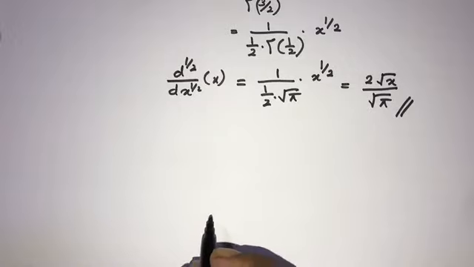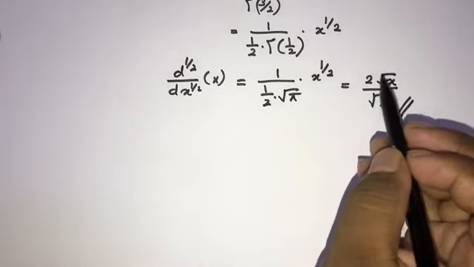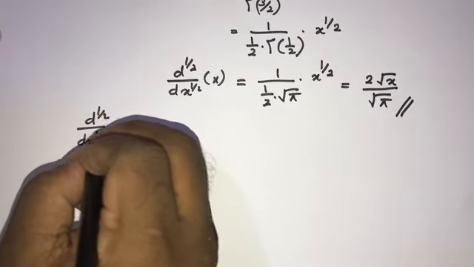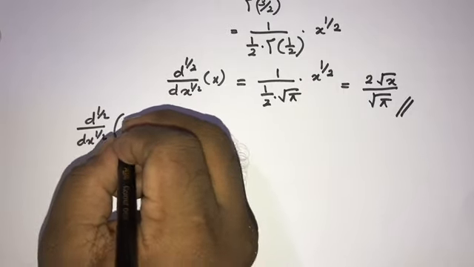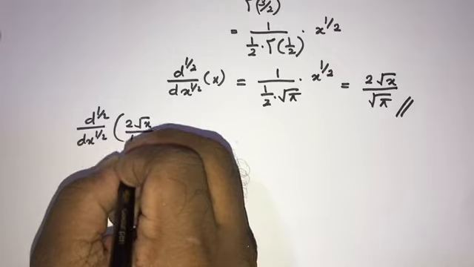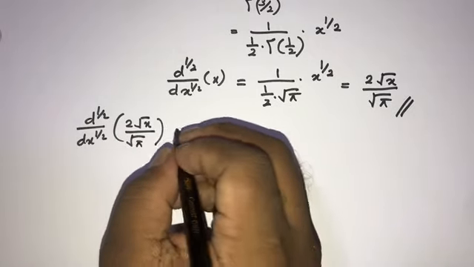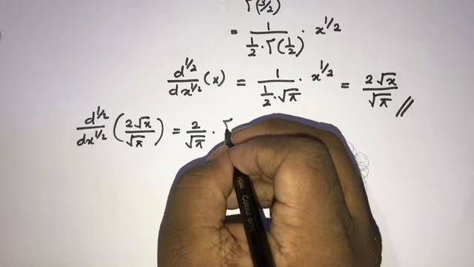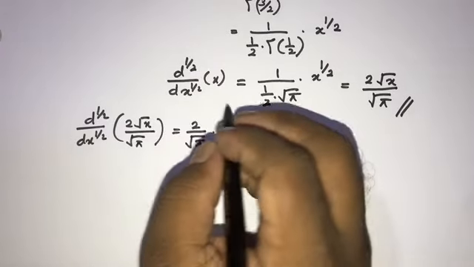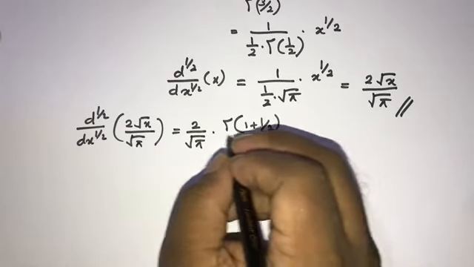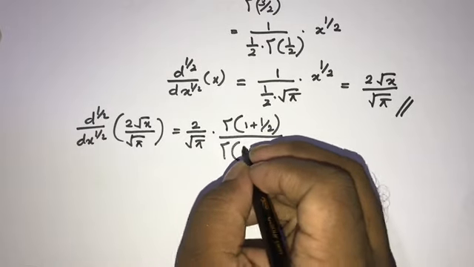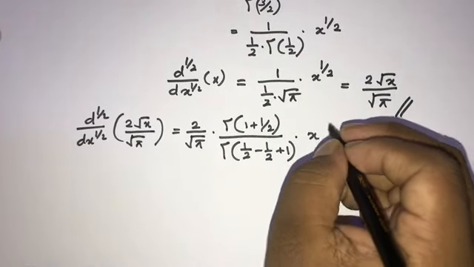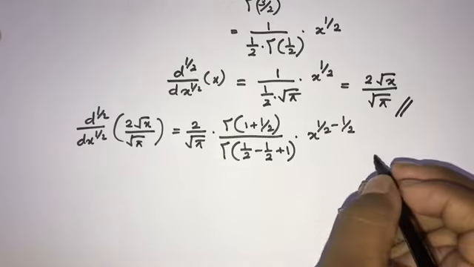Now another interesting point. If we take the half derivative of this term, d^(1/2) over dx^(1/2) of 2 times the square root of x over the square root of pi, this is equal to 2 over the square root of pi, now gamma of 1 plus 1/2 over gamma of 1/2 minus 1/2 plus 1, times x to the 1/2 minus 1/2.